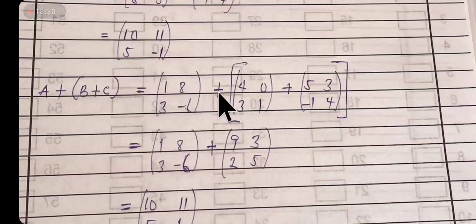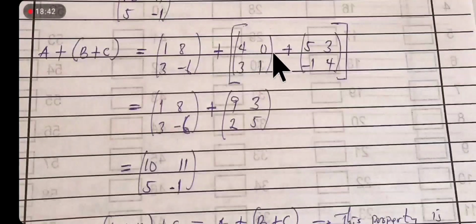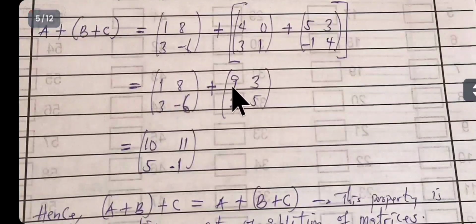So A plus B plus C in a major bracket. So we have to bring matrix A down, plus we have to clear this bracket first. 4 plus 5 will give us 9. 0 plus 3 will give us 3. 3 plus minus 1 will give us 2. Then 1 plus 4 will give us 5. So we add this together again. 1 plus 9 is 10. 8 plus 3 is 11. 3 plus 2 is 5. Minus 6 plus 5 is minus 1.